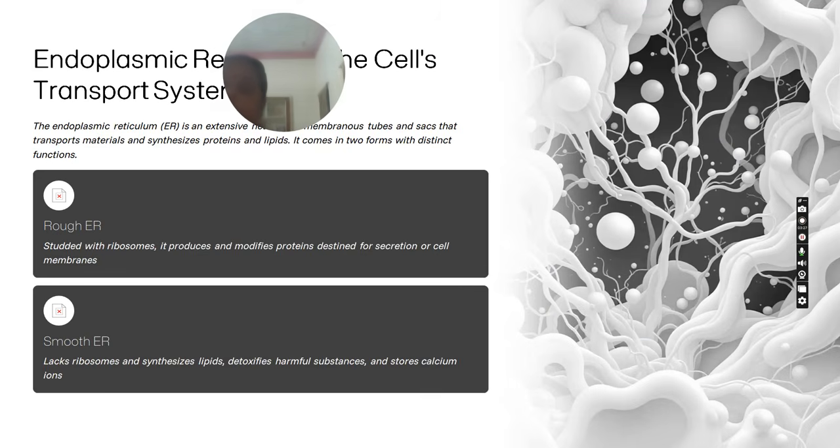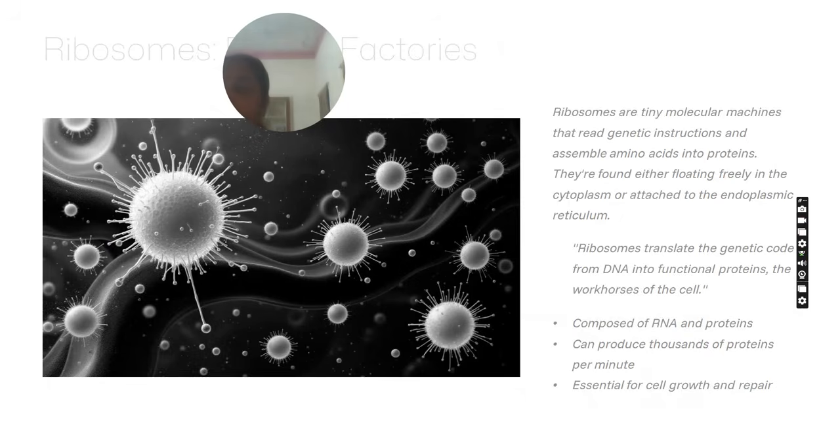Then the endoplasmic reticulum, the cell's transport system. Endoplasmic reticulum is an extensive cell membrane which contains tubes and sacs that transport materials and synthesize proteins and lipids. It comes in two forms with distinct functions. Rough ER, studded with ribosomes. It produces and modifies proteins destined for secretion or cell membrane. Smooth ER lacks ribosomes and synthesizes lipids, detoxifies harmful substances, and stores calcium ion.